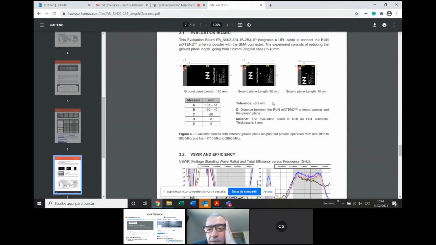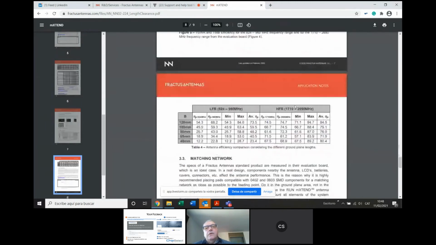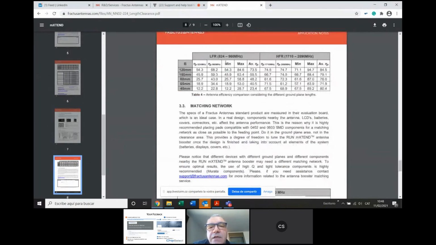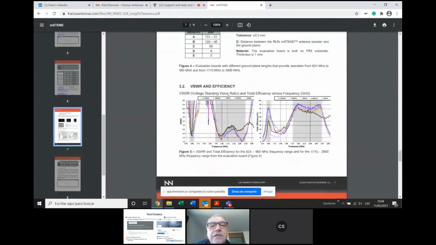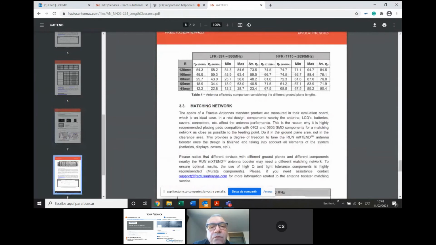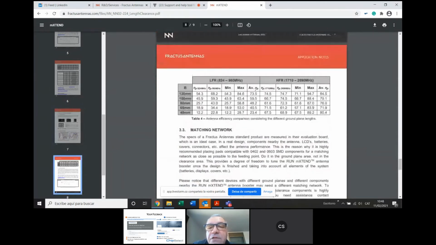This is more critical because the PCB length affects the antenna performance a lot. Remember that every time we change any parameter, we have to modify the matching network to optimize the antenna performance. When we make this table, if you are asking about 868, you can use this as an order of magnitude. The width of the PCB is always 60. Here it goes from 120 by 60 down to 40 by 60. Then the average efficiency drops from 73 to 23.